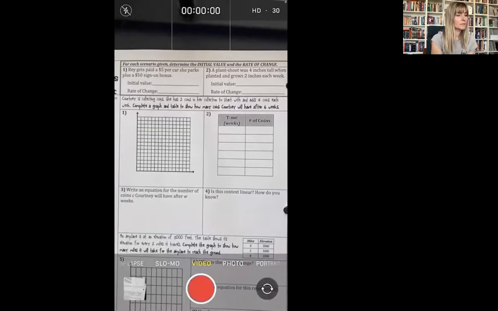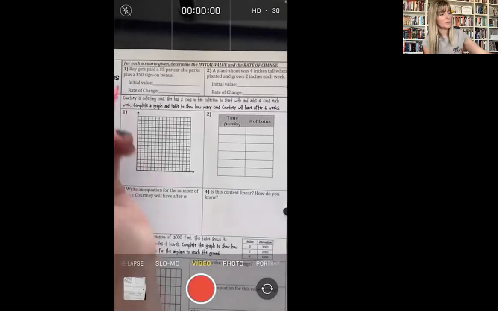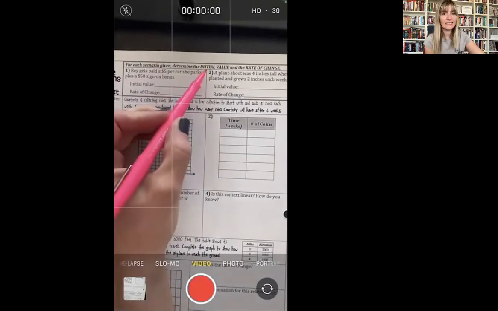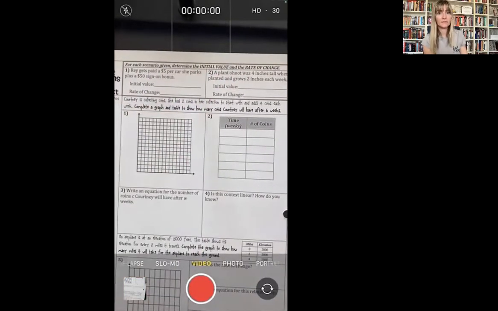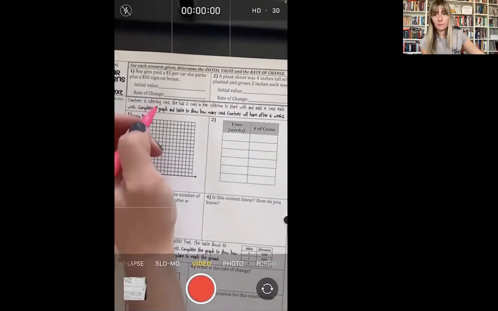Okay, recording at home means recording on my phone, and that can make this a little weird, but we're gonna just go for it, hope for the best. All right, on the top, let's review a couple things here. For each scenario given, determine the initial value and the rate of change. This is stuff we've been practicing a lot.